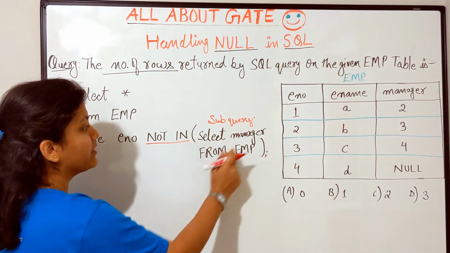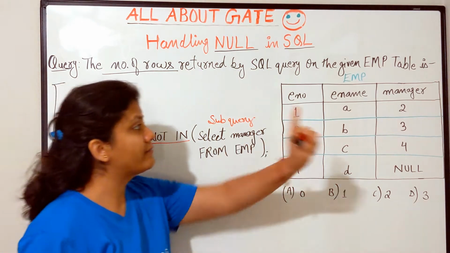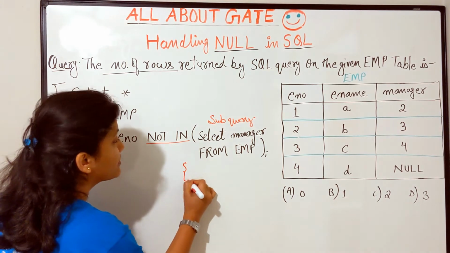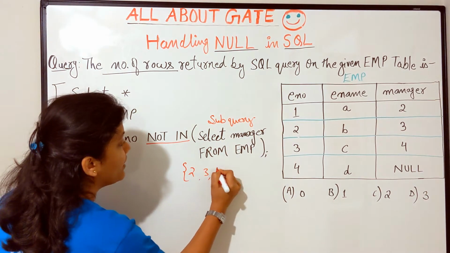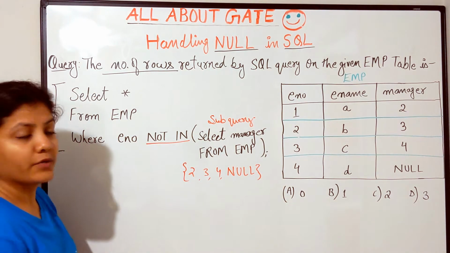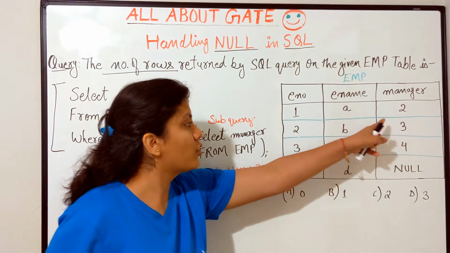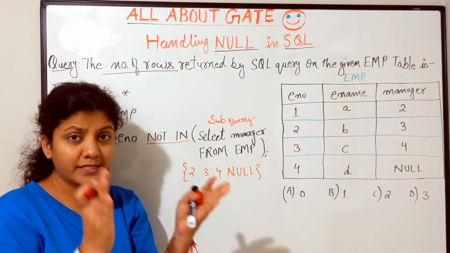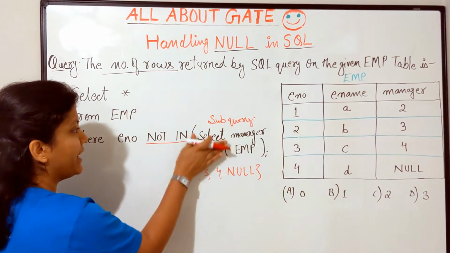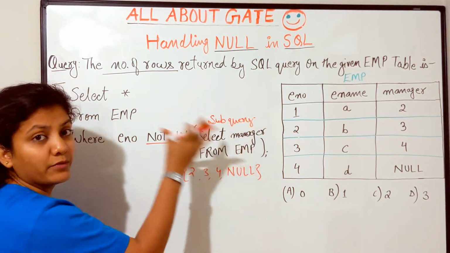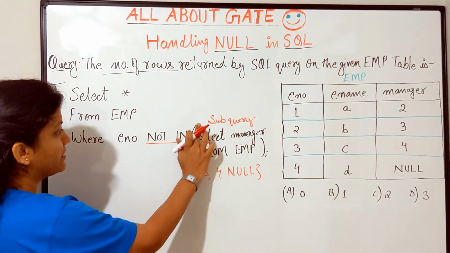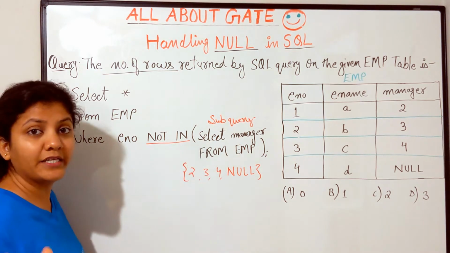Okay, so select manager from employee is nothing but selecting the values of the manager column from the table. What does it result in? It results in 2, 3, 4 and null. These 4 values are present for manager, and all those 4 values will be fetched in a set and provided right here. So now you can imagine that this place has been replaced by these 4 values. So after this not in, I have a set which contains these 4 values.